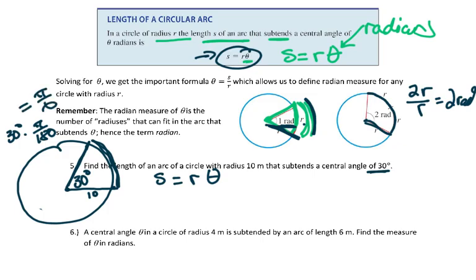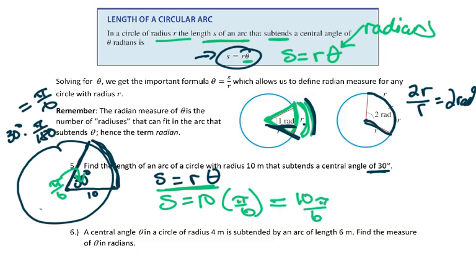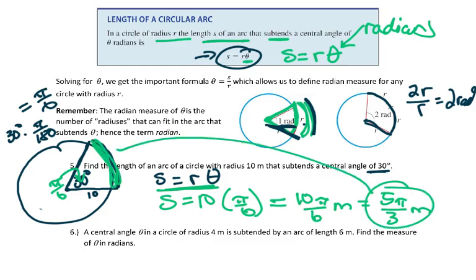So if I exchange this angle right here to be pi over 6, and I use this formula, the arc length is equal to our radius 10, and that's 10 meters, times pi over 6. So my arc length is actually 10 pi over 6 meters, or 5 pi over 3 meters, if I divide by 2. So 5 pi over 3 is the arc length that's created by a 30 degree or pi over 6 radian angle.